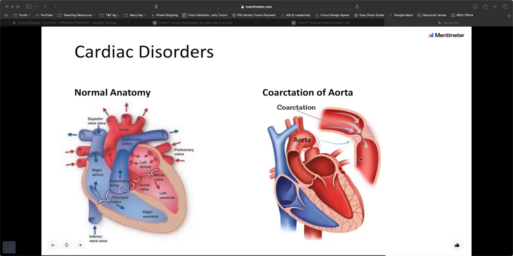So the easiest way to identify this in a patient is comparing your upper extremity blood pressures to your lower extremity blood pressures. So you're going to see increased blood pressures in your upper extremities and decreased in your lower because your blood's not able to get through there.